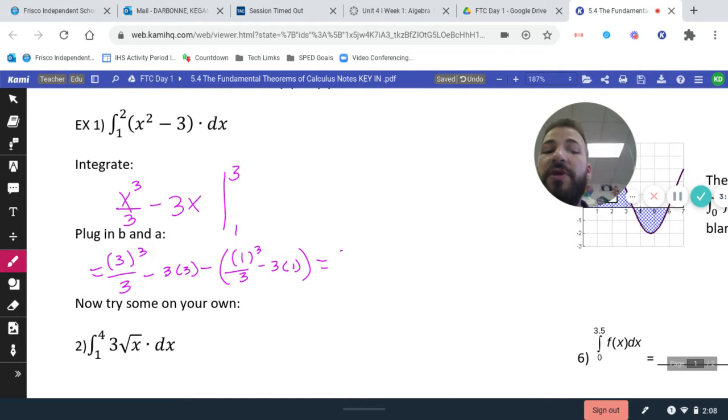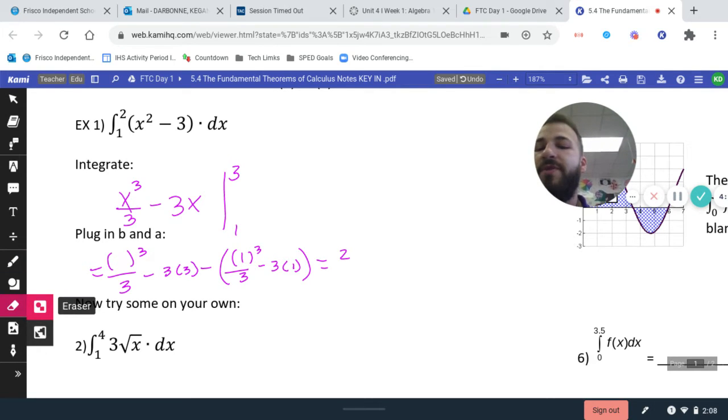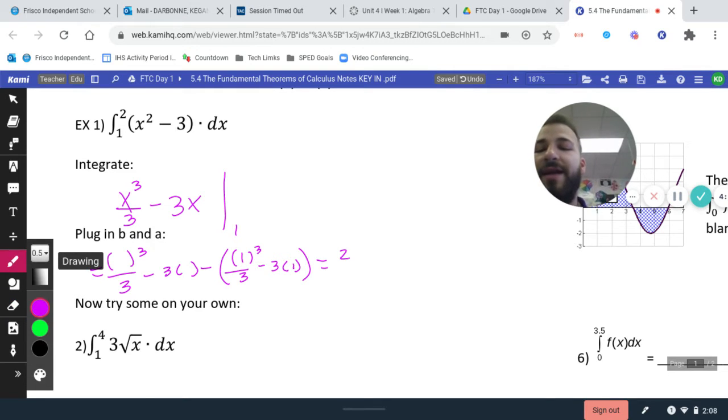So 3 cubed over 3, that's 9. Well, y'all, I don't know why I keep doing this. This is the second time I record this, but I keep saying the interval changes to 3. It's not an interval of 3. It's from 1 to 2.